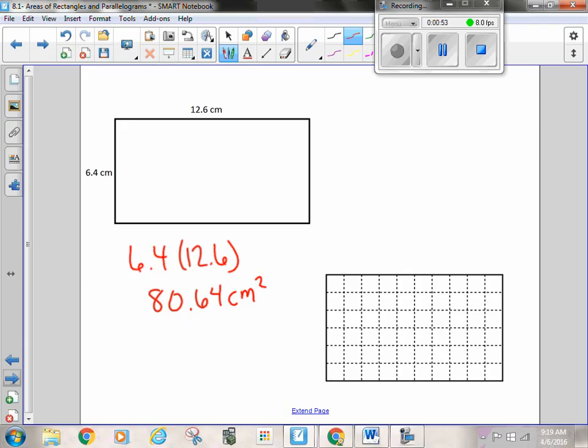Sometimes our pictures won't give us the measurements. We actually have to count them with boxes. So 1, 2, 3, 4, 5, 6. And 1, 2, 3, 4, 5, 6, 7, 8, 9, 10. Ooh, super hard. 6 times 10, we get 60 units squared.